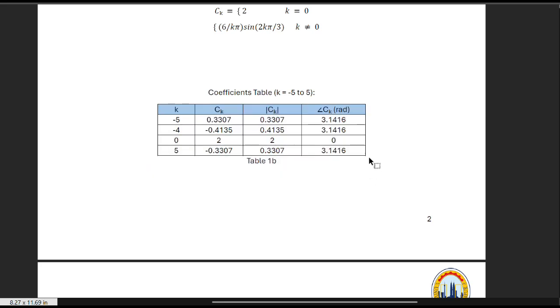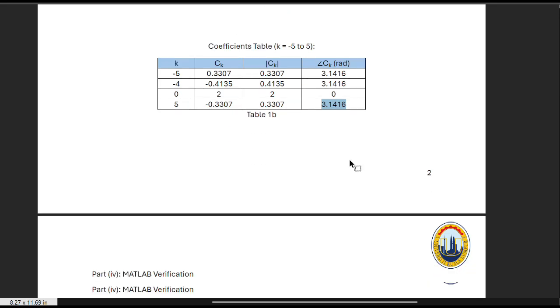K equals -5 to 5. So k equals -5, ck equals -0.3307, magnitude of ck equals 0.3307, phase of ck equals 3.1416. k equals -4, ck equals -0.4135, magnitude of ck is 0.4135, phase of ck equals 3.1416. k equals 0, ck equals 2, magnitude 2, phase of ck equals 0. k equals 5, ck equals -0.3307, magnitude equals 0.3307 also, phase of ck equals 3.1416.